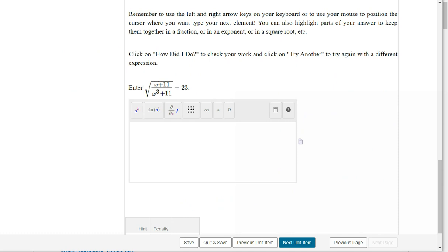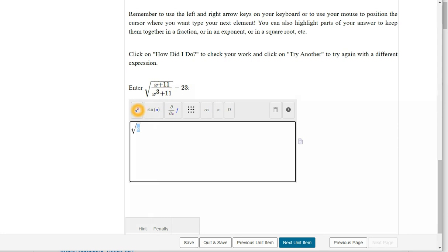They were having trouble typing this in. First of all, I got the square root of a big old mess and then a minus 23. So click on this little icon, the A to the B power icon, and it gives you more choices. And one of those choices is the square root, which is right here. So click on that, square root sign shows up. However, where my letter A is needs to be this fractional mess.